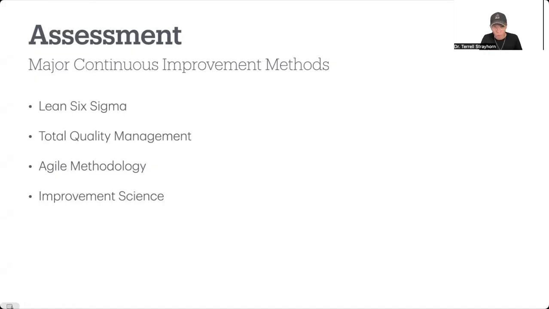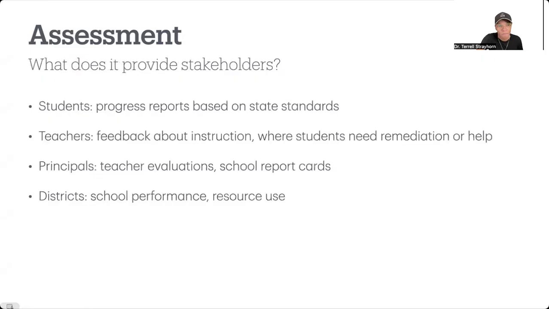There are several major continuous improvement methods: Lean Six Sigma, total quality management, agile methodology, and even improvement science, which is at the core of what we do in the doctoral program at Midland University. So pay attention to these, be able to distinguish them from one another, paying close attention to how we use improvement science, both in the program and how it will play a role in your capstone and dissertation projects.